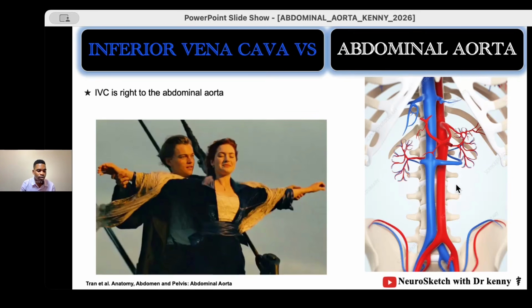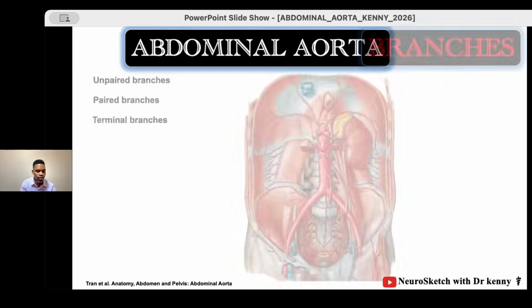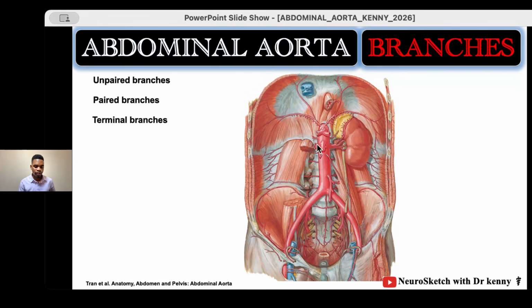Jokes aside, let's talk about the branches of the abdominal aorta. The abdominal aorta has a lot of branches, and for convenience, these branches are divided into three groups. The very first group is unpaired branches, and they come either anteriorly or posteriorly. Then we have paired branches, which are found on either side of the abdominal aorta. And last, we have terminal branches. The terminal branches are also paired, and they could be included in the paired branches, but they are left aside just for convenience.